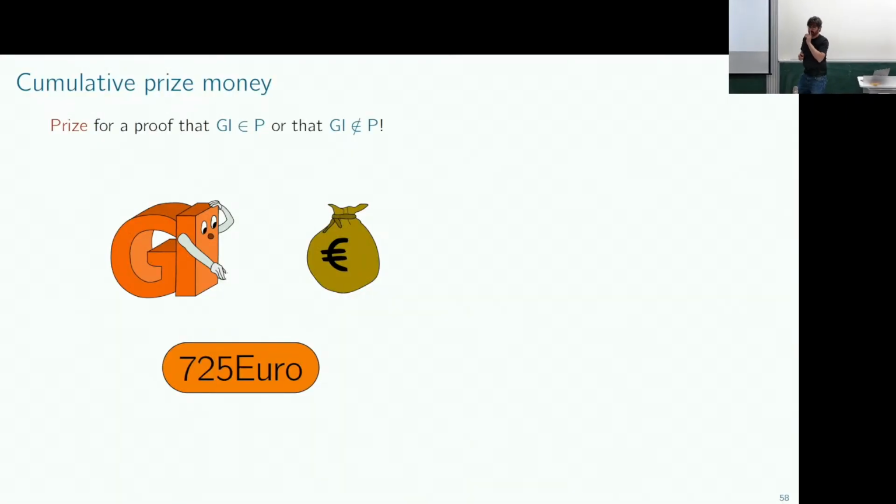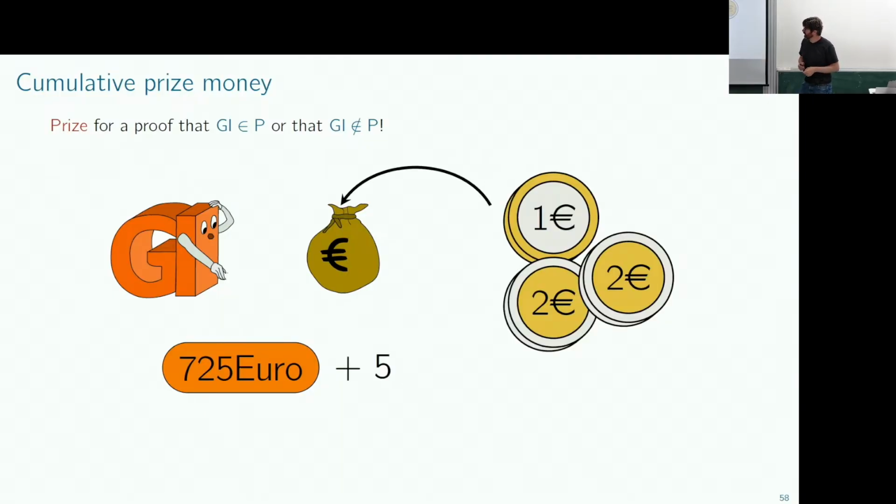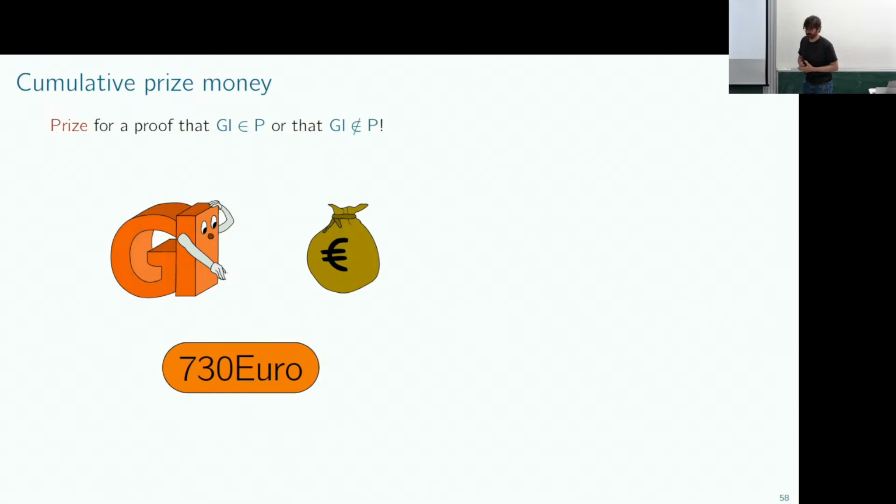So I have prize money for a proof that graph isomorphism is in P, or a proof that graph isomorphism is not in P. It's €725. It's a special kind of prize, because every time I give a talk about graph isomorphism, I add €5. So now we're at €730. Did you start at some value? I started at €100. This happened at a conference, at a dinner in the brewery where we discussed it. So it has to be a little bit interesting.